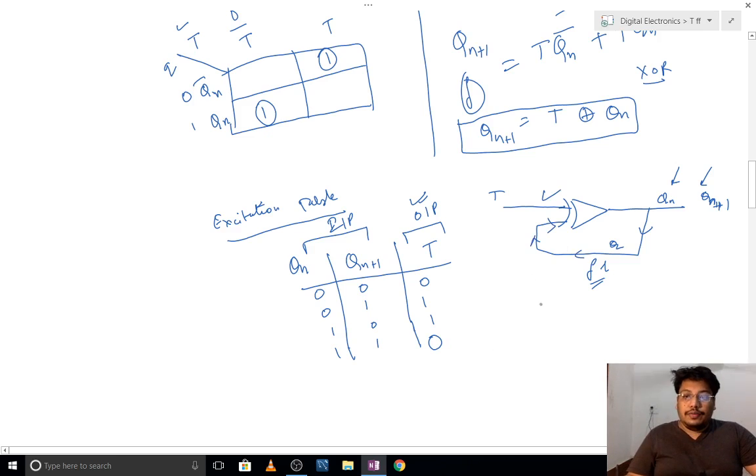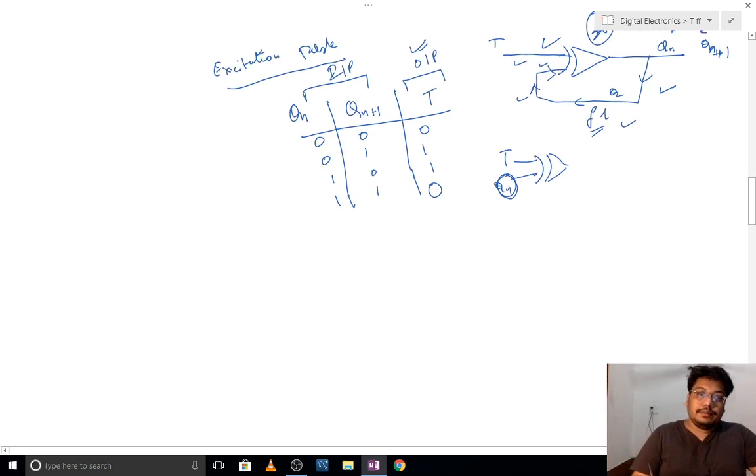Otherwise, if you think that there is an XOR gate, we can just put a T and Qn. This is not feasible. Why? Because Qn is the output which is fed back as an input, right? So this circuit is most appropriate, right? Now moving on to the state diagram.